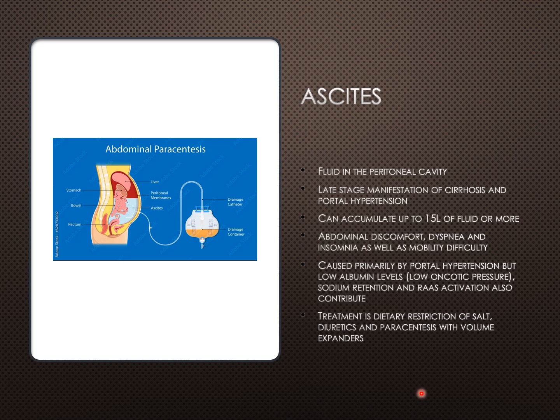So we try to limit the amount of fluid we remove at a time. And then we also often give what we call volume expanders, usually albumin intravenously, to try to further hold the fluid in the vascular space when we remove it from the abdominal cavity. Patients with liver failure may have paracentesis procedures done frequently. I've taken care of patients in this state who come in almost weekly to have abdominal fluid removed to make them comfortable.